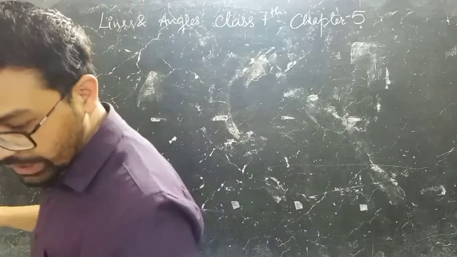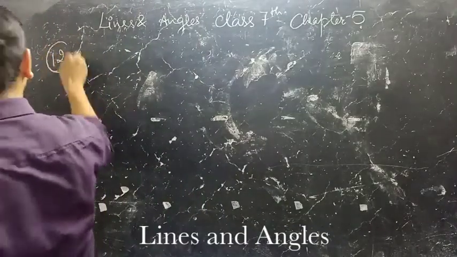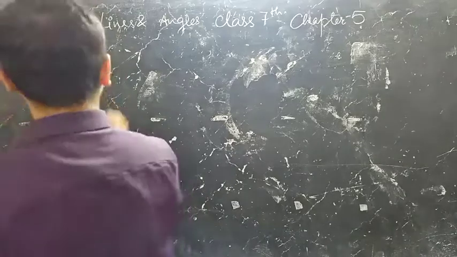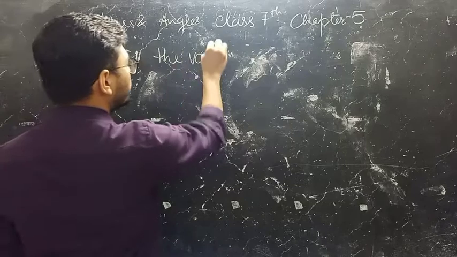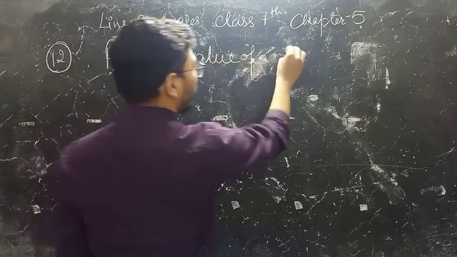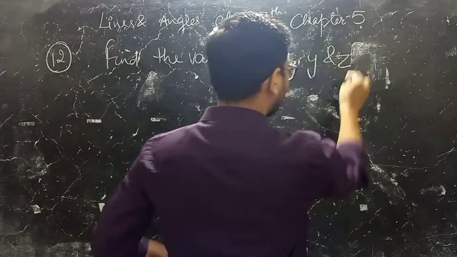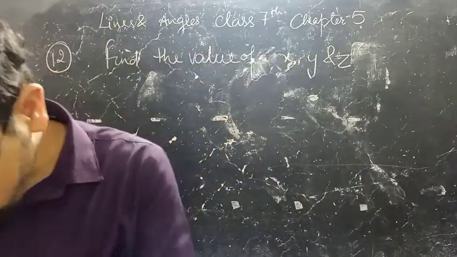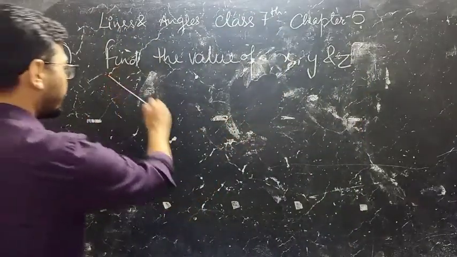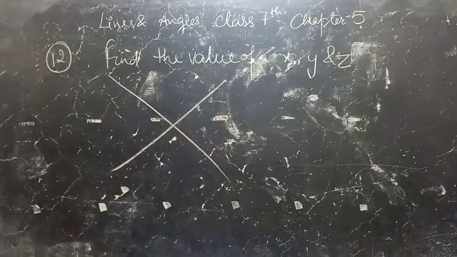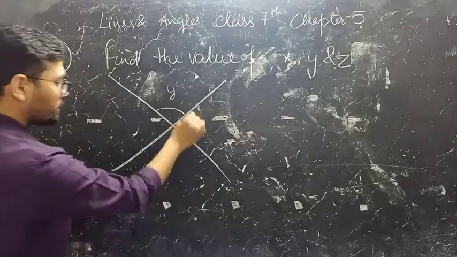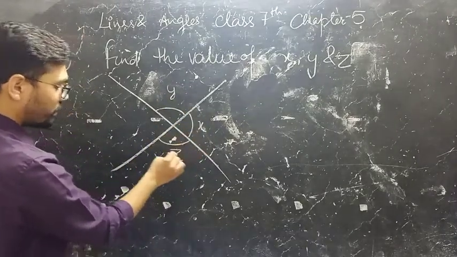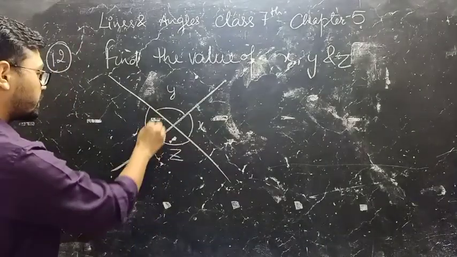Now the next question, I'll take one example, question number 12. Find the value of x, y and z. Let's say you have a diagram like this. This is y, this is x, this is z, and this angle is equal to 55. This is given to you in the question.